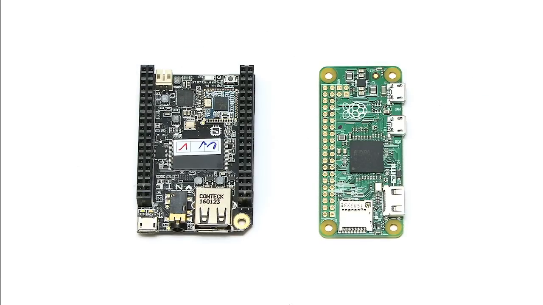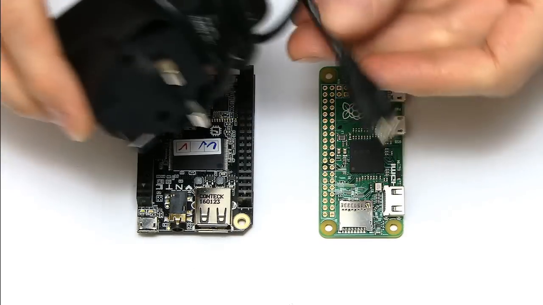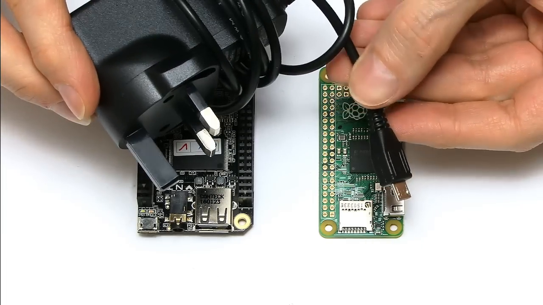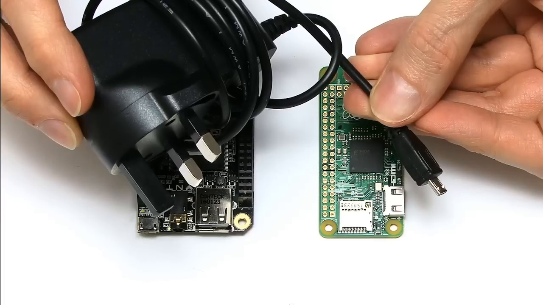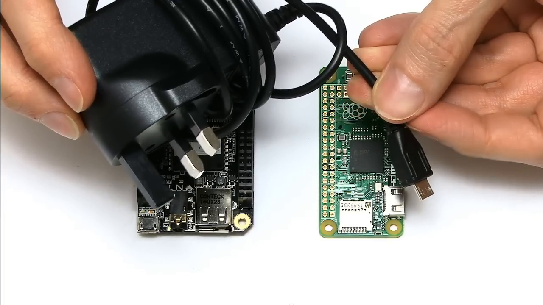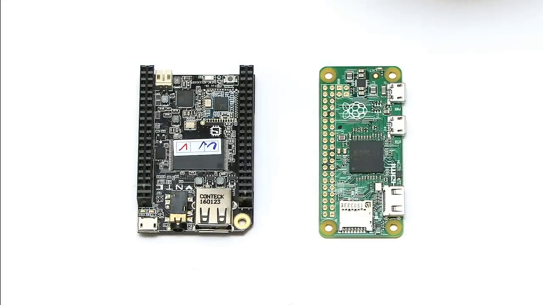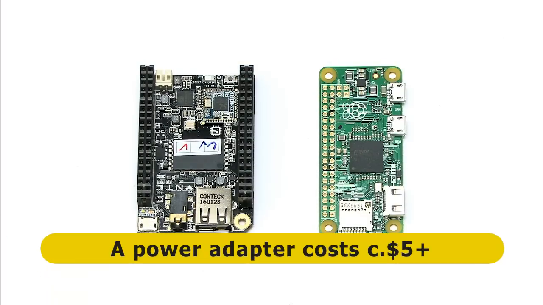For a start, you're going to need a power supply, something like this, a micro USB power supply, the lead on the end there giving you 5 volts. You might own one of these for things like charging your mobile phone, but it could well be the adapter you've got hasn't got enough power to run these boards really well. So you might have to buy a power adapter, and that'll cost you probably a good $5.